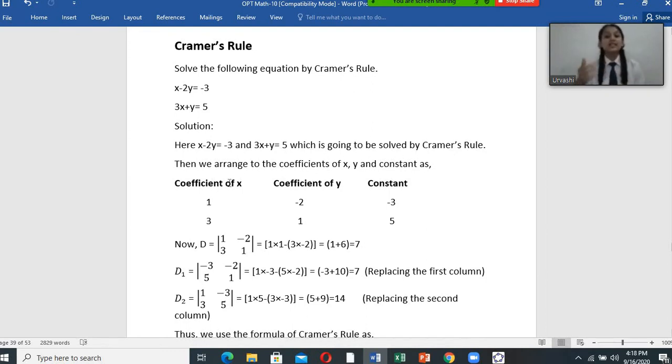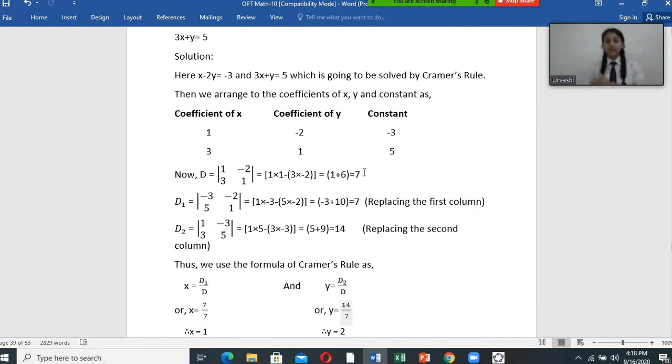Now, the most challenging part is just arranging it in the coefficients of x, y and constant. It is the most challenging part. If we do not arrange it properly, the whole solution may be wrong. While arranging the coefficient of x, we must analyze the coefficient of x component in the equation. Here, the coefficient of x is 1, 3 and the coefficient of y is minus 2, 1 and finally the constant is minus 3 and 5.